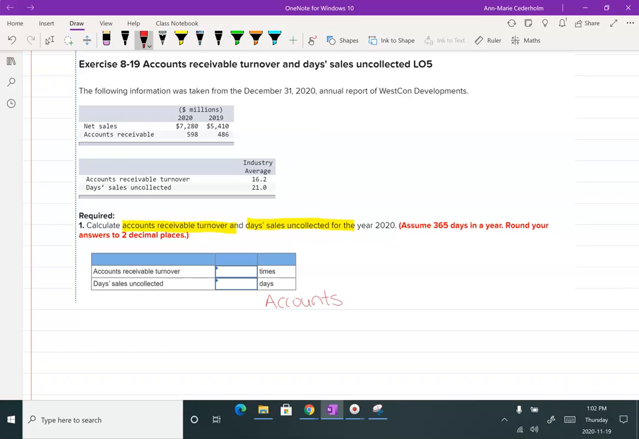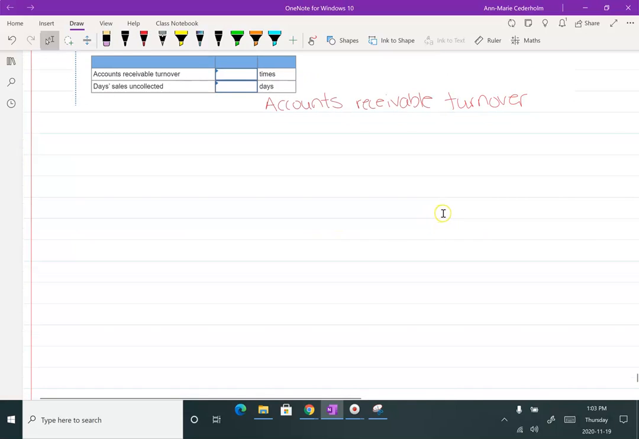Accounts receivable turnover. And I just want to remind you what this ratio is. It's taking your net sales and then dividing that by your average accounts receivable.